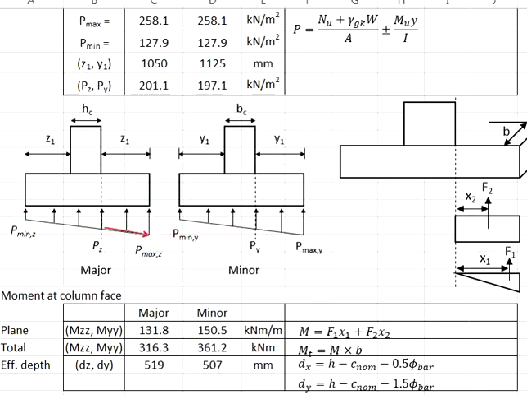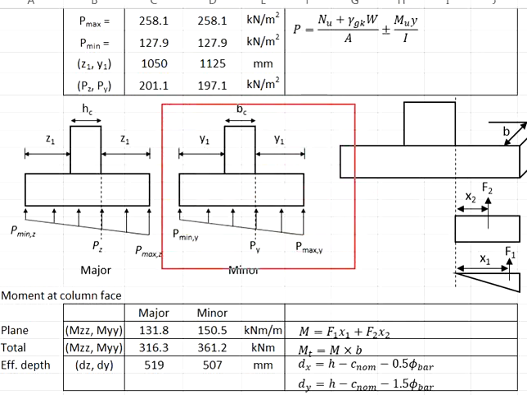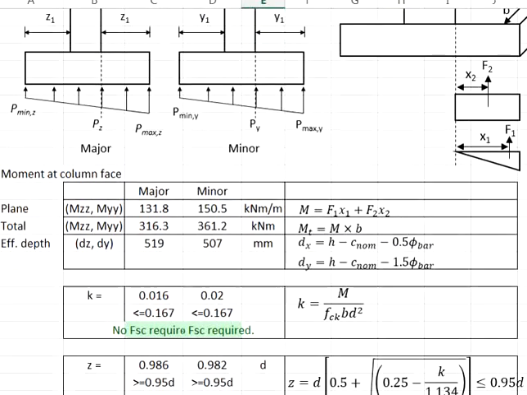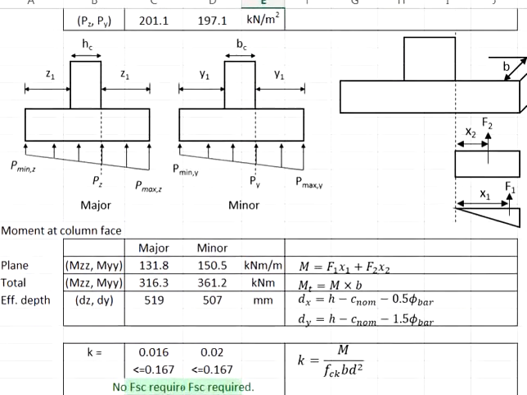Assuming the stress changes linearly, interpolate to obtain the PZ, giving you 201.1 kN per meter square. Same goes for the minor axis. Next, we need to determine the moment acting on the column face.